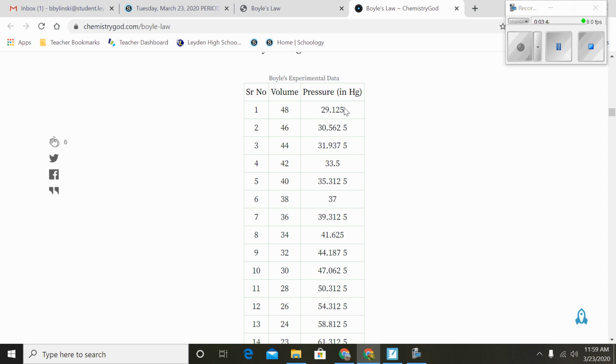So what he did is he actually multiplied pressure and volume all throughout his data table. And what he noticed is that as he multiplied these, the answer remained pretty much the same, or a constant.